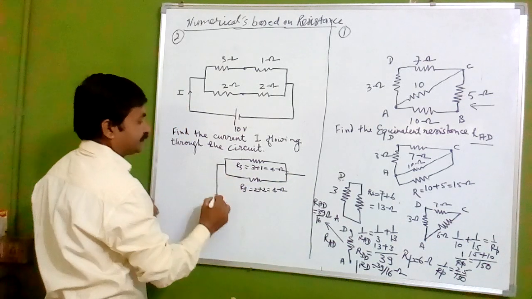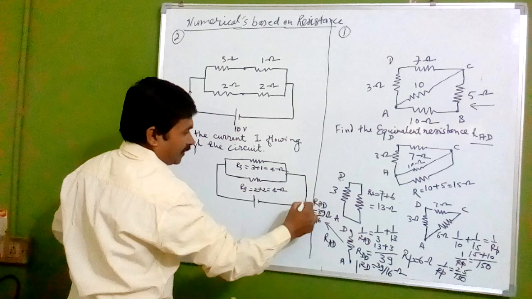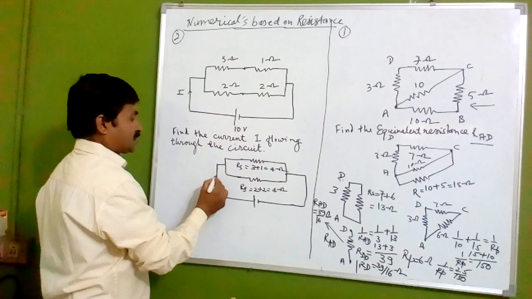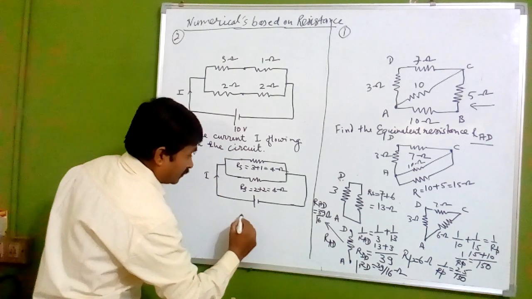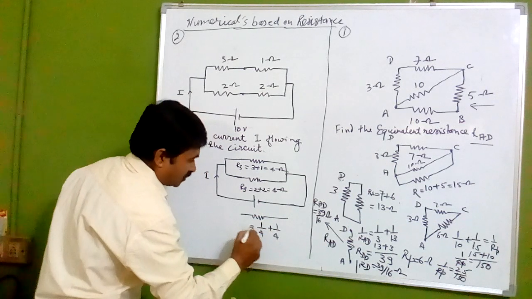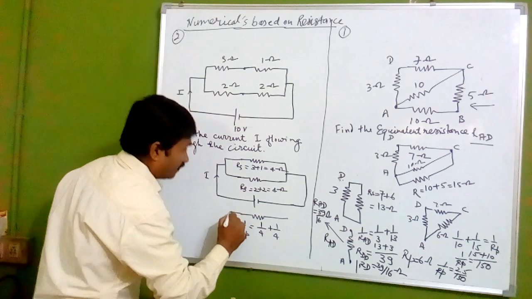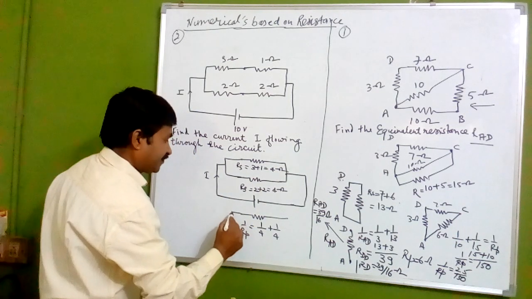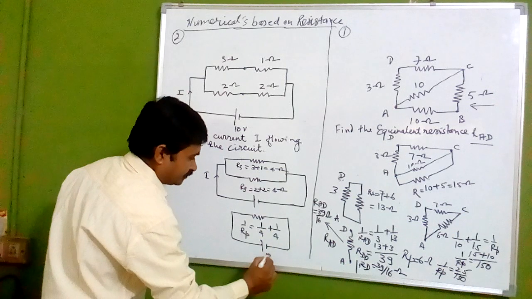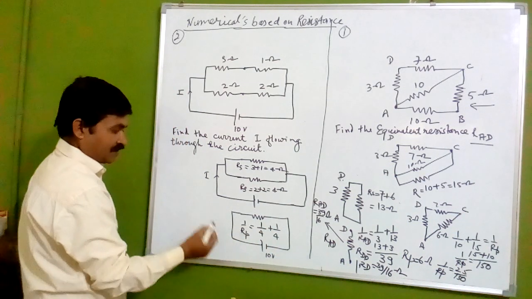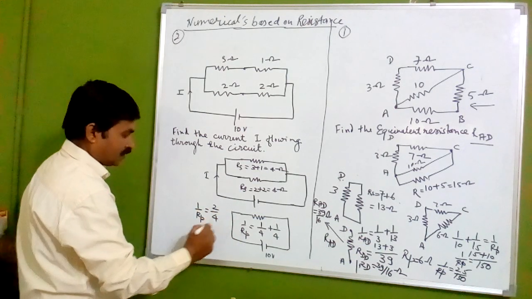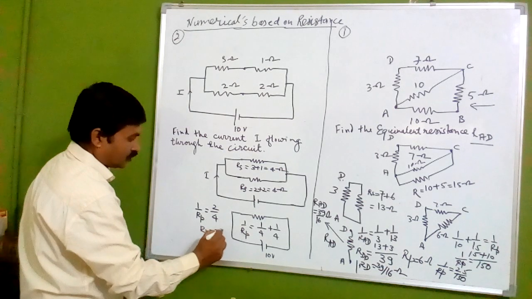Now we are having a parallel combination of 4 ohm each. So we can reduce this. 1 by 4 plus 1 by 4 equals 1 upon Rp. Ultimately we are getting an equivalent resistance, which is connected with a battery of 10 volt. So 1 by 4 plus 1 by 4, we are having 1 upon Rp equals 2 by 4. Rp is equal to 2 ohm.